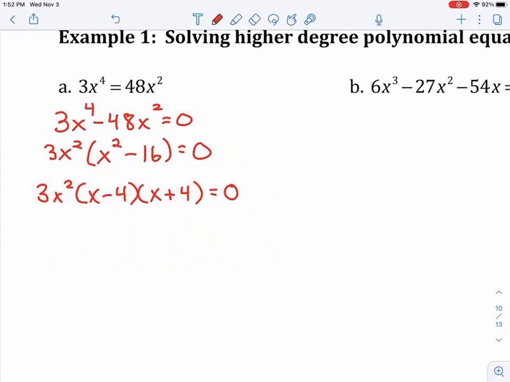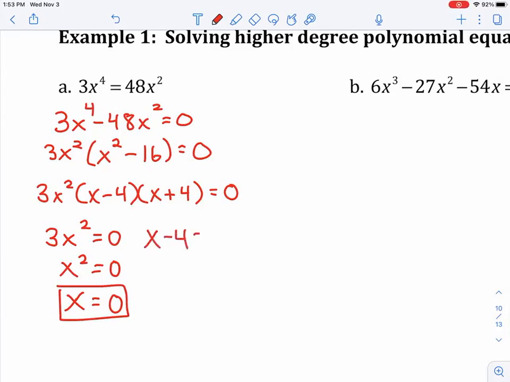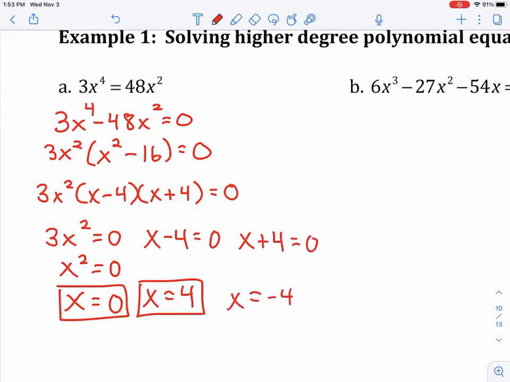But just to show you what we do: 3x squared equals 0. If I divide by 3, 0 divided by 3 is 0. Take the square root of both sides, so I get x equals 0. That's one answer. Then I would do x minus 4 equals 0, so x equals 4. That's another answer. And for my third answer, I have x plus 4 equals 0, and so x equals negative 4. So I get 3 possible answers.